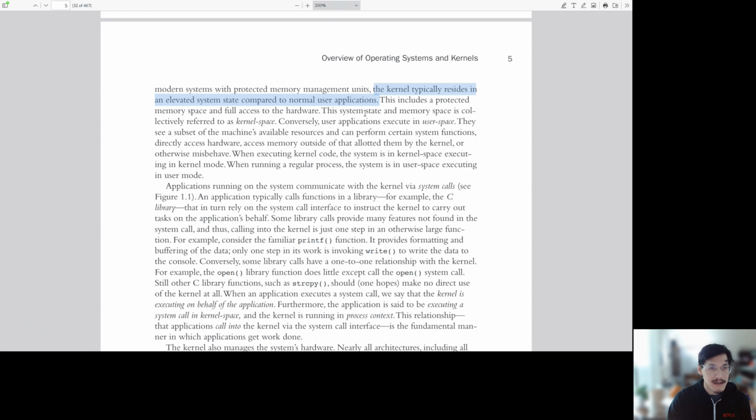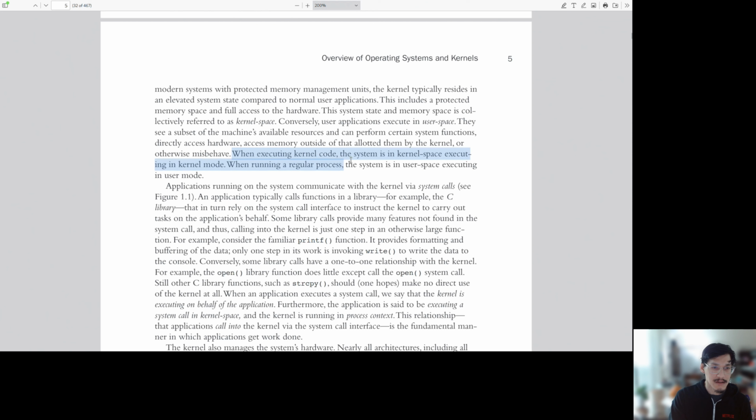The system state and memory space is collectively referred to as kernel space. Conversely, user applications execute in user space. They see a subset of the machine's available resources and can perform certain system functions. They cannot directly access hardware, access memory outside of that allotted to them by the kernel, or otherwise misbehave. Okay.